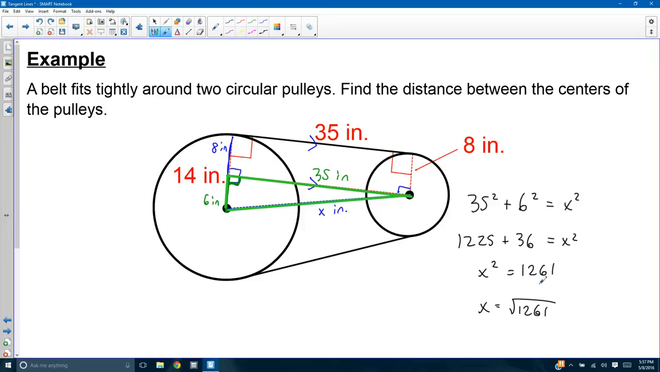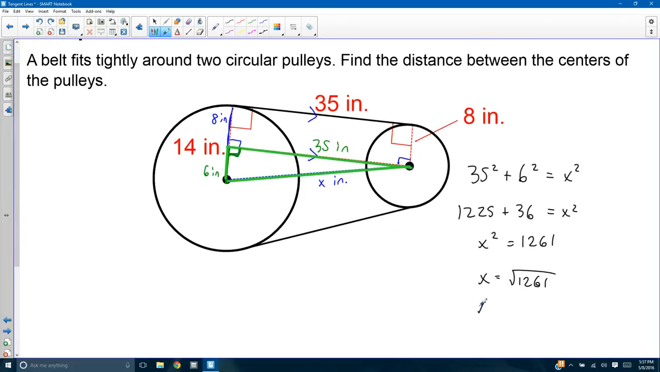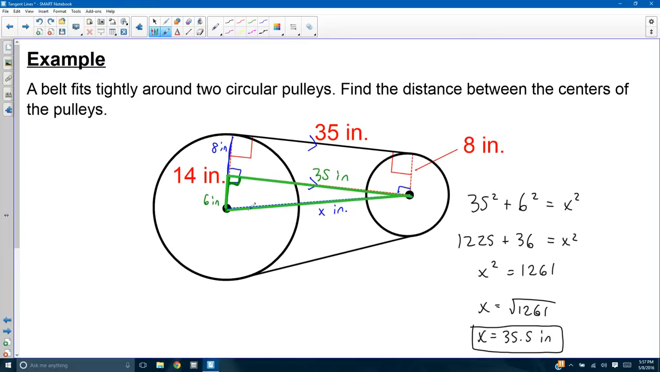I didn't ask how much I wanted you to round it. It's about 35.5 inches. There we go. That's the distance between the two pulleys. That's the part that you were trying to answer, between the centers of the two pulleys. And that's what you were trying to answer there.